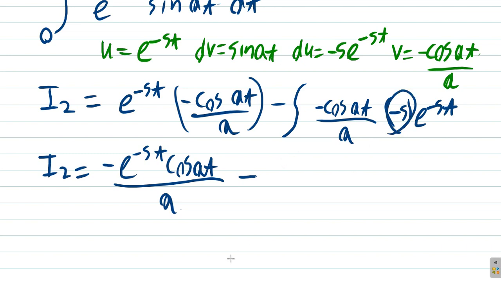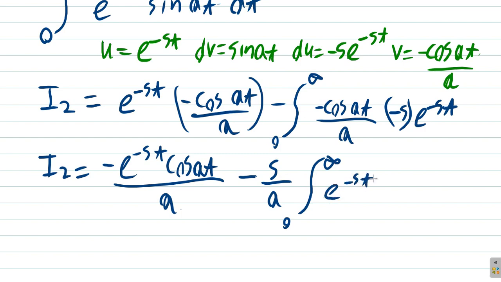We have an s here, s over a, so it's the integral, and remember we're integrating from 0 to infinity, of e to the negative st cos at dt.